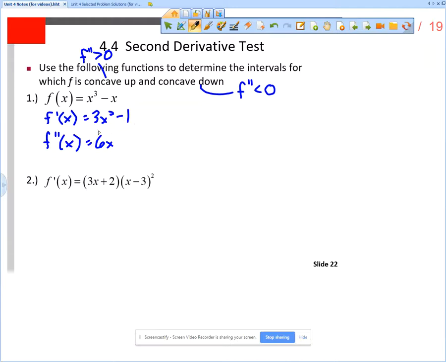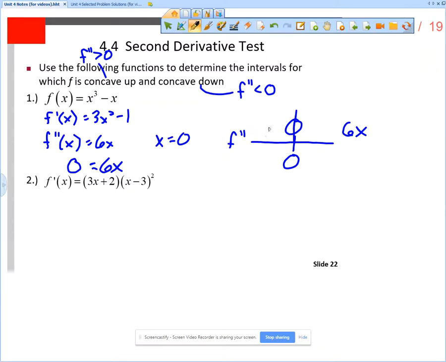So now, in order to know when f double prime is positive or negative, I first of all need to know when f double prime is 0. So I set 6x equal to 0, and so I get that x equals 0. So x equals 0 goes on the number line, and we're going to analyze f double prime. So 0 goes here, and I have 6x on the side. Now, 6x is 0 at 0.